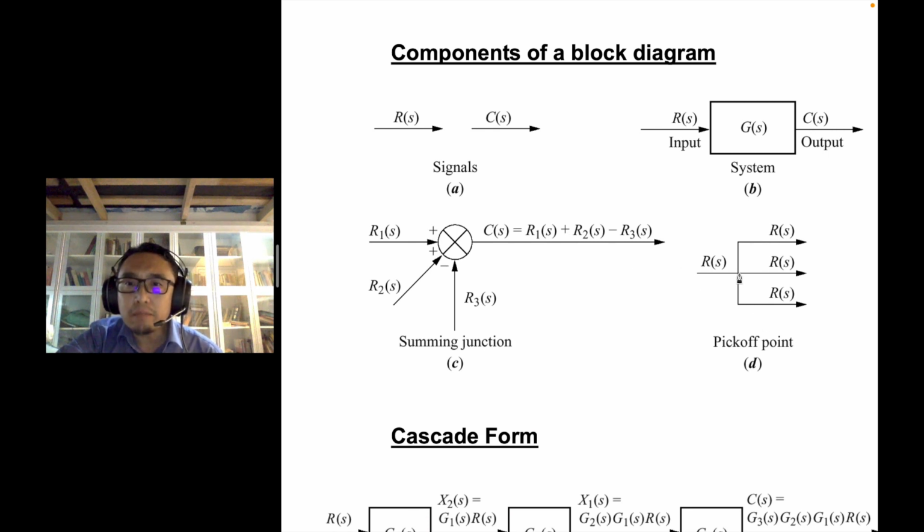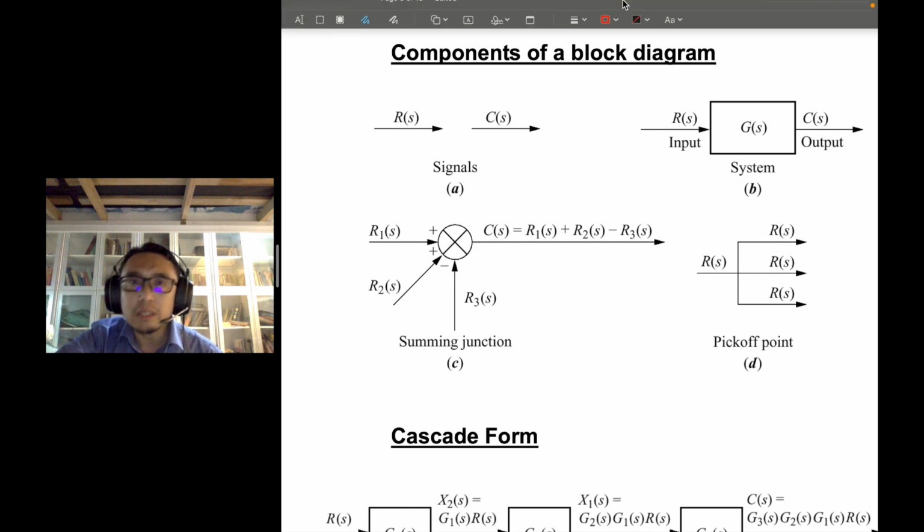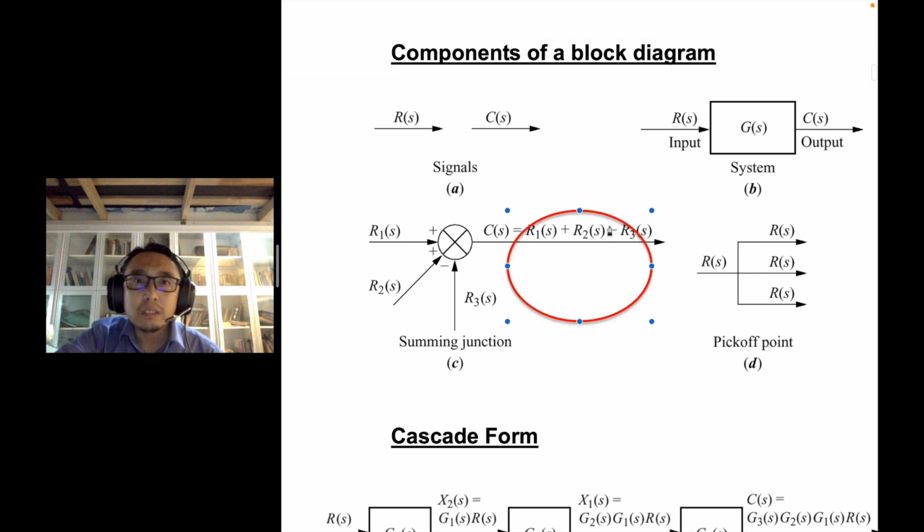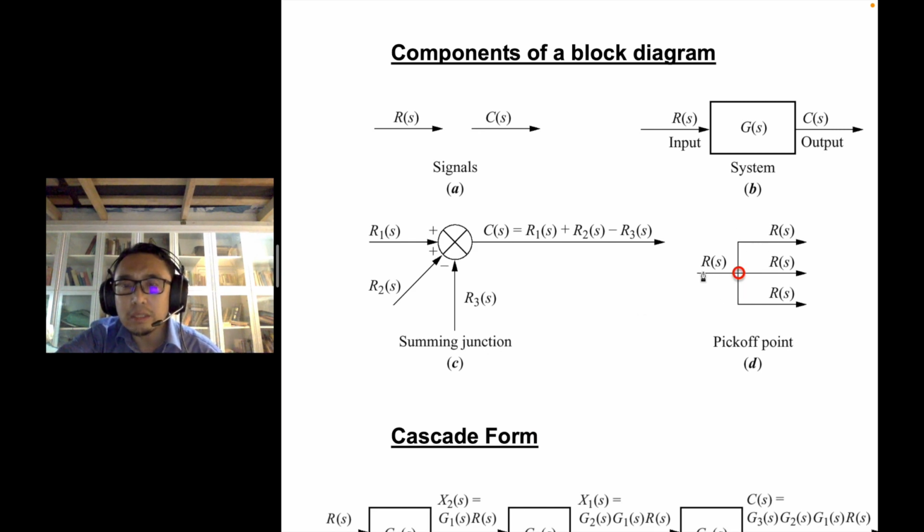And finally, the pickoff point. Normally we would indicate it here. The pickoff point is this point where the signals are separated. This is just a different way of showing the same signal, separated into different arrows. Probably the signals will be fed into different subsystems.